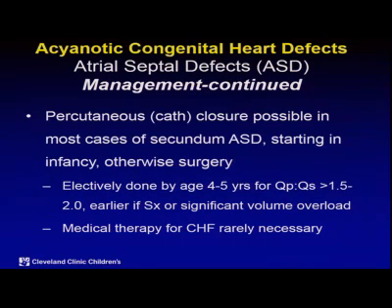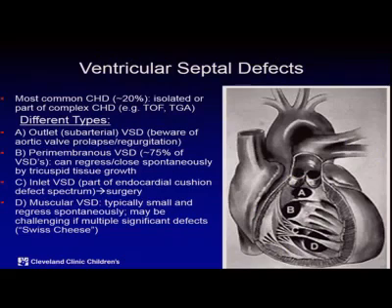These are typically done electively by age 4 to 5 for shunts that are generally more than 1.5 to 2. Earlier repair if they have symptoms or they have significant volume overload, i.e. right ventricular enlargement. Medical therapy for congestive heart failure is rarely necessary for atrial septal defects.